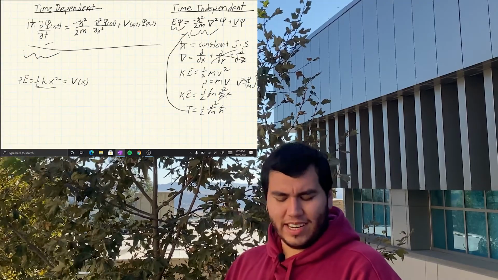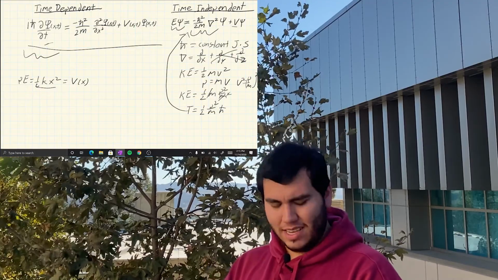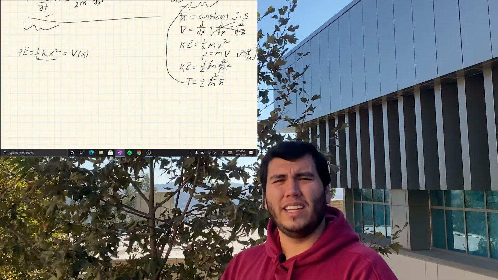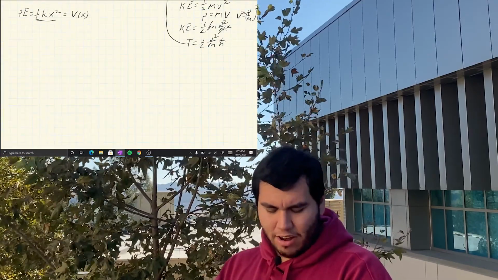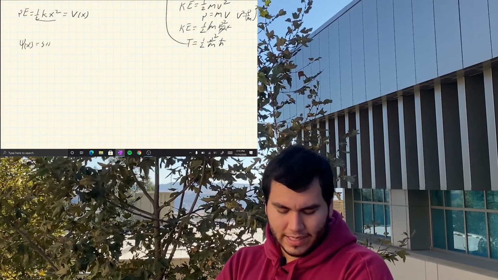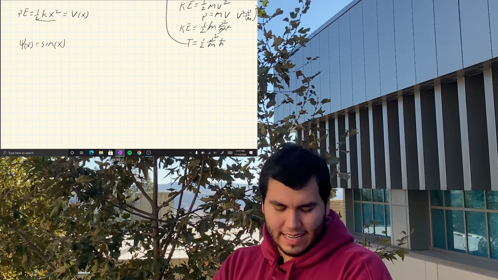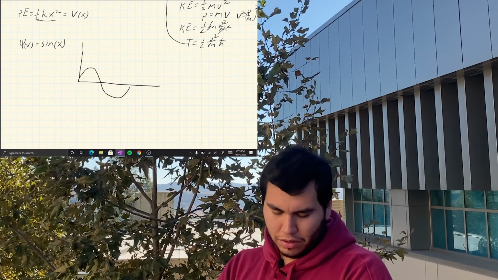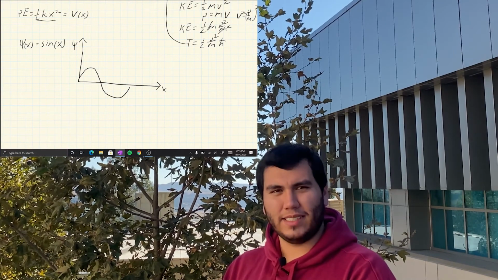And so now we understand each component of the Schrodinger equation, but what do we do with it? Well, when we have a potential, we can actually solve the differential equation. I'm not going to do that right now, but let's say I give you psi of x equals sine of x. Well, that means that the wave function looks something like this, like a sine function, with this axis being psi, this axis being x.